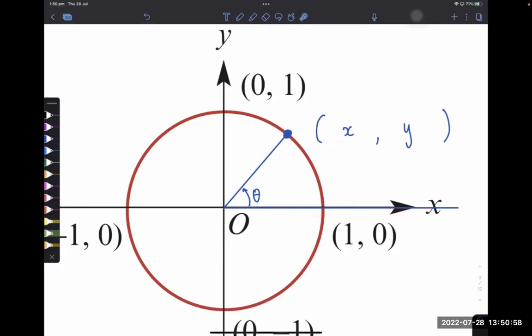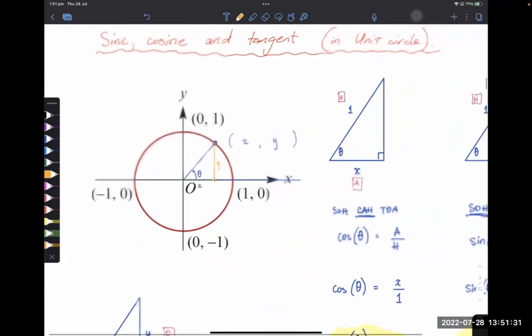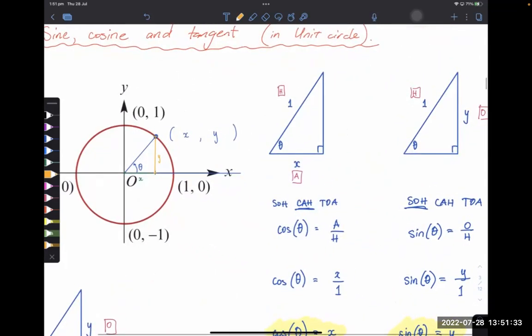But then, okay, if we have a look at this line here, from here to here, we can actually break it up into two components, the horizontal component and the vertical component. If we have a look at the horizontal component, we'll call this here the X value, right? And if we have a look at the vertical component, we call this here our Y value. Okay. So we'll get back to this soon.